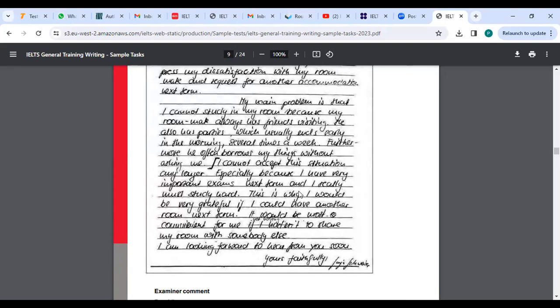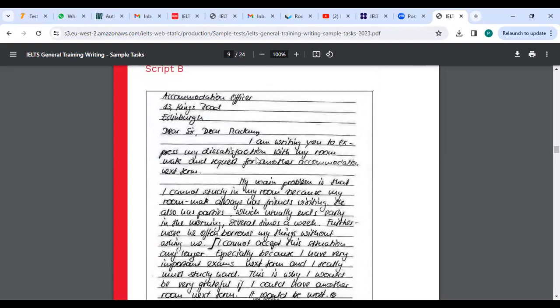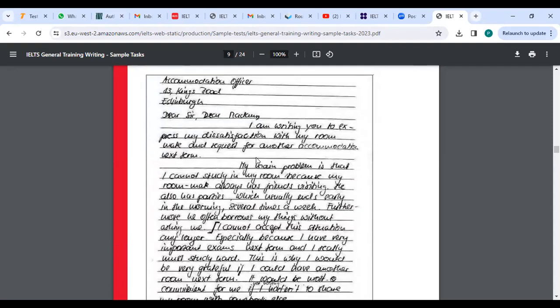I'm looking forward to hear from you very soon. Yours faithfully. He mentioned his name. Yes, thank you, Alfred. Thank you so much. So this is the letter a student like you wrote in response to the assignment for task 1.